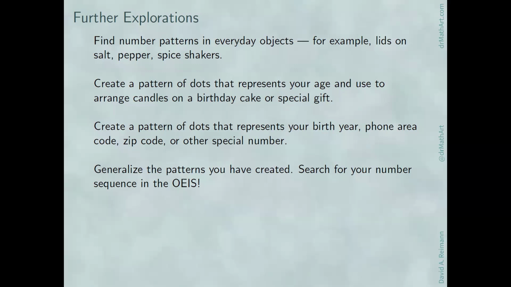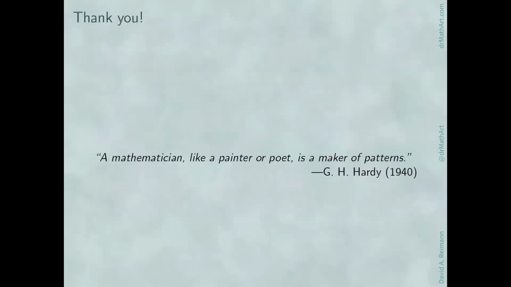Think about your age, or a number that has some kind of special meaning for you. Might be your zip code or street address or other special number. You could create a pattern of items that would represent that number in some fun ways. You can look for your number in a sequence on the OEIS. OEIS has a search. You can just put in a number and it will return all the sequences that contain that number. So hopefully those are fun things that you can do.